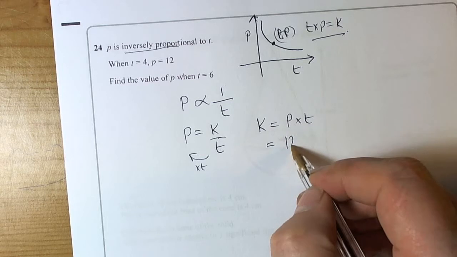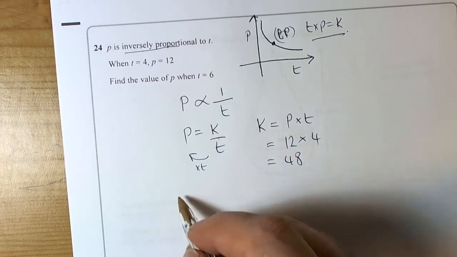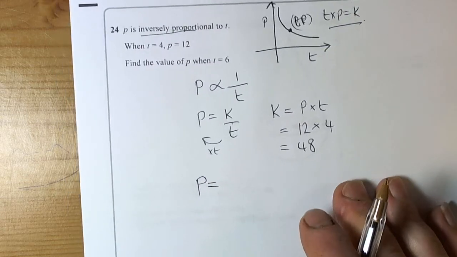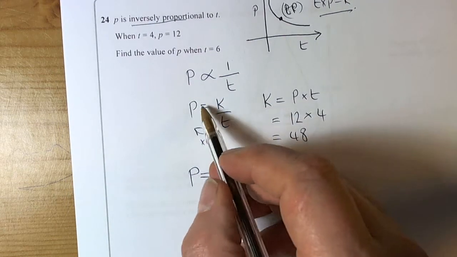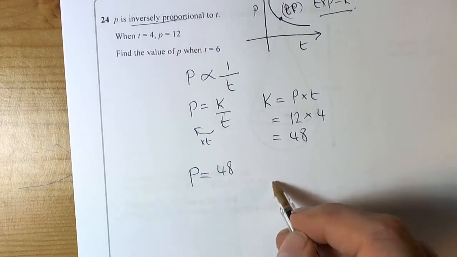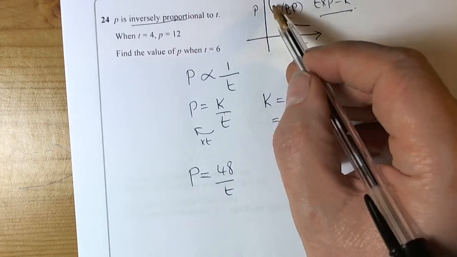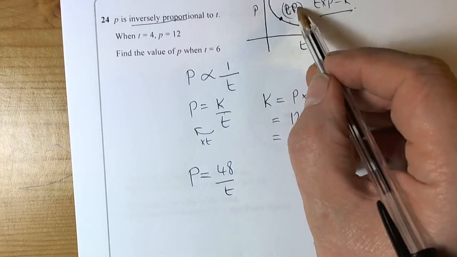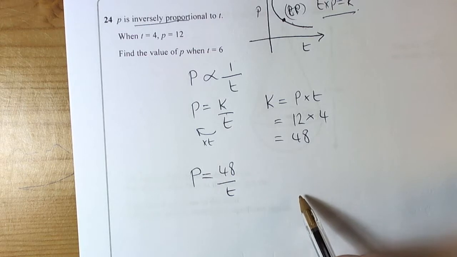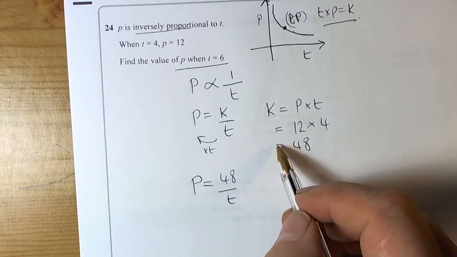So the p value happens to be 12, and the t value we're given is 4, so that's 48. So we now have a formula that relates these two variables. So we now, by replacing the k value, know that the p value is found by doing 48 divided by the t value. So basically, anywhere on this graph, take the coordinate values, multiply them together, you'll always get an answer of 48. And it says find the value of p when t is 6.